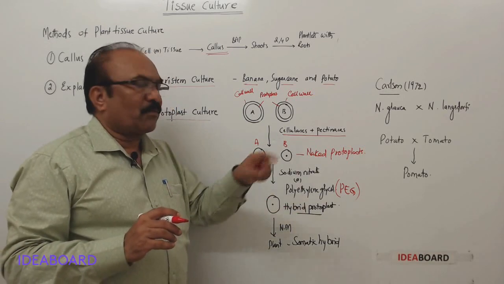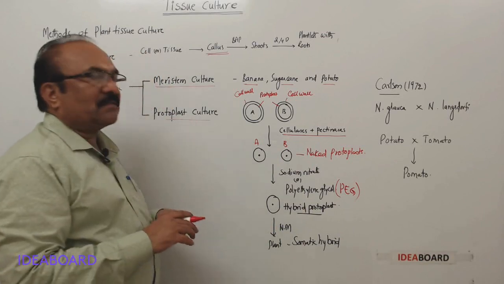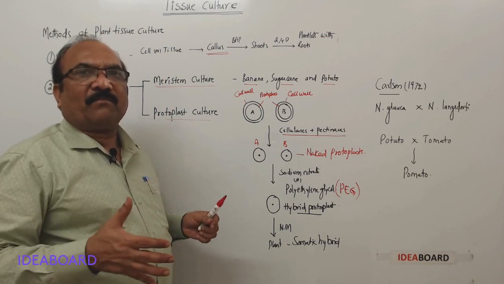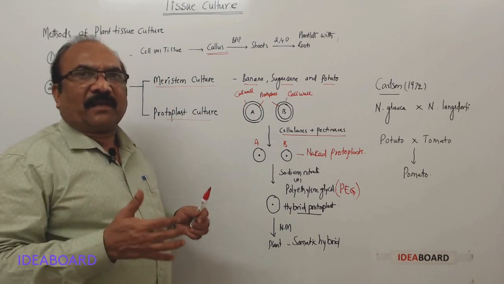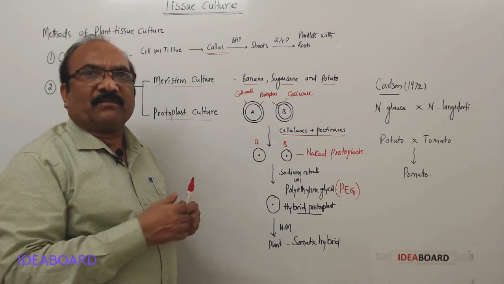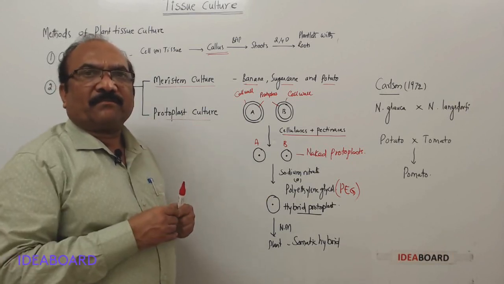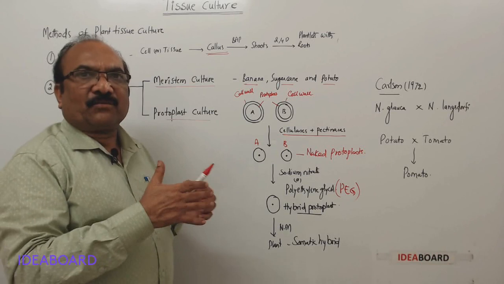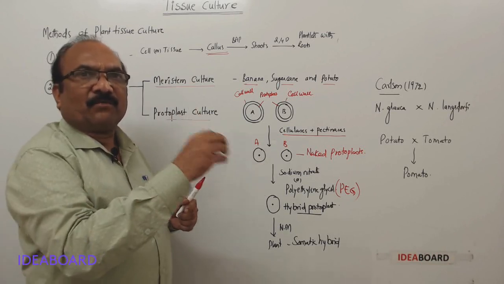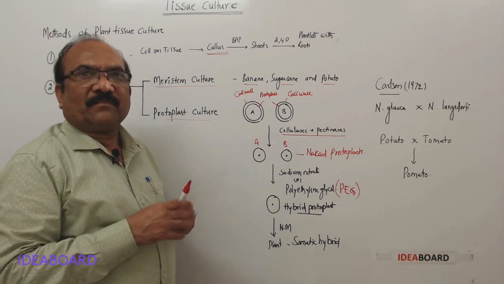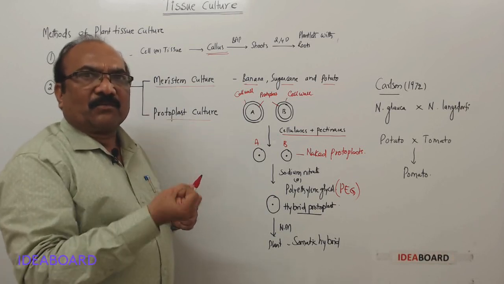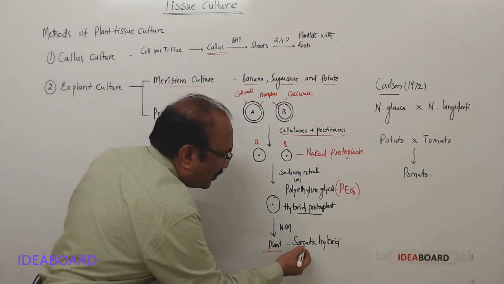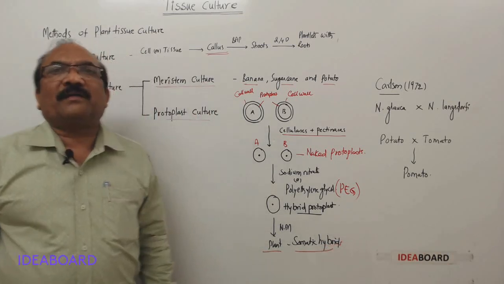whatever it may be, but that cell which is formed as a result of this fusion is called hybrid protoplast, and this hybrid protoplast is transferred onto the nutrient medium where it will multiply and form a callus, and the callus is now transferred into the medium containing BAP, as a result of which shoots will be formed. And now the shoots are transferred into the medium containing 2,4-D, that is auxin. Then from the base of the shoots, the roots will develop, and as a result plantlets are formed, and those plants are called somatic hybrids.